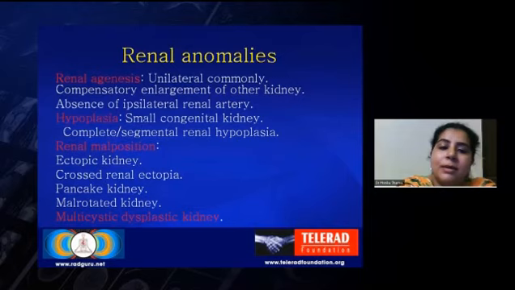Other anomalies are renal malposition like ectopic kidney, cross renal ectopia, pancake kidney, and malrotated kidney. I'll be discussing all of them later. I'll say a few words about malrotated kidney.